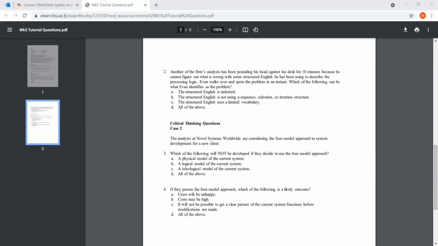Now, since this is talking about an analyst, most likely it's talking about a project. What you'll notice is that in a project, you have basically three types of modular designs only, and those are sequence, selection, and iteration. So the correct answer over there is B. The structured English is not using a sequence, selection, or iteration structure.